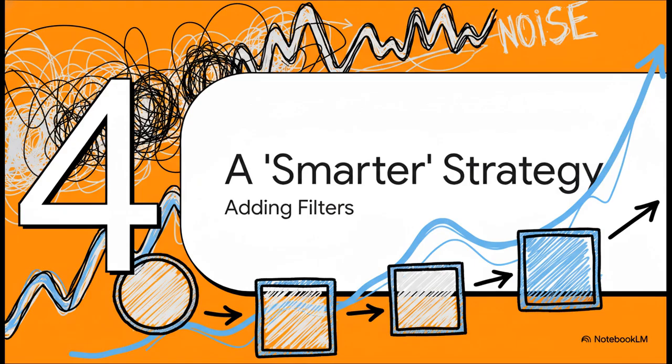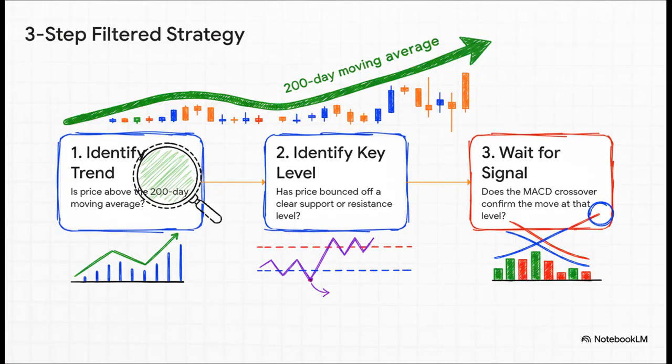So if using the MACD all by itself is a recipe for disaster in sideways markets, what's the fix? Well, you get smarter. You start building a strategy that uses other tools as filters to screen out all that noise. A much better approach is to use a checklist. Something like this. Step 1, what's the bigger trend? Is the price even moving in the direction you want to trade? A long-term moving average like the 200-day can help with that. Step 2, is the price at a key level? You know, a clear area of support or resistance? And then, and only then, as step 3, do you look down at your MACD to see if you get a crossover to confirm your idea. This way, you're not just taking signals randomly.